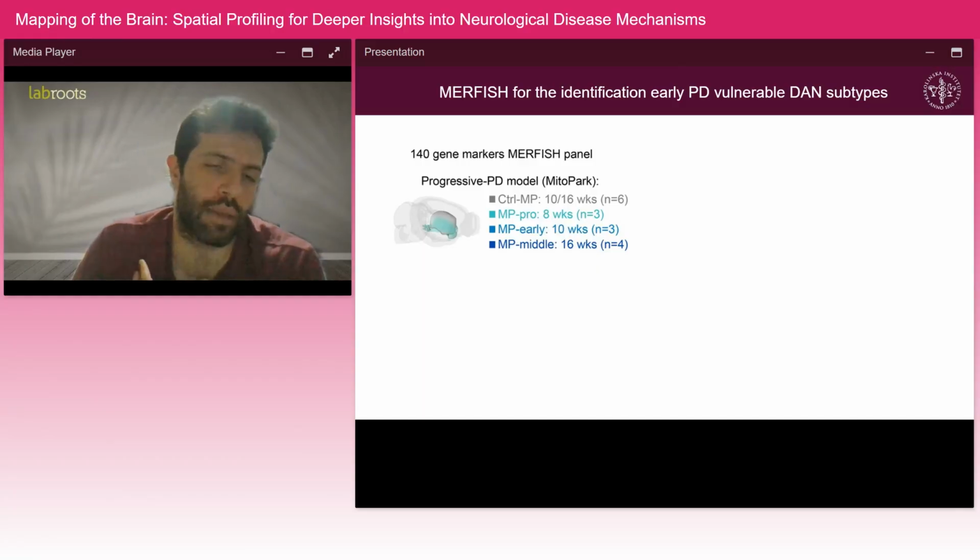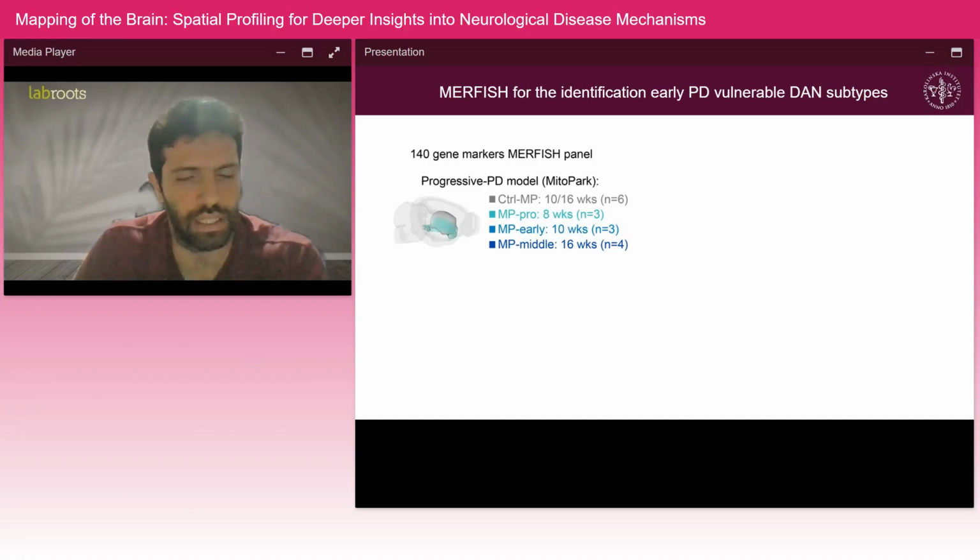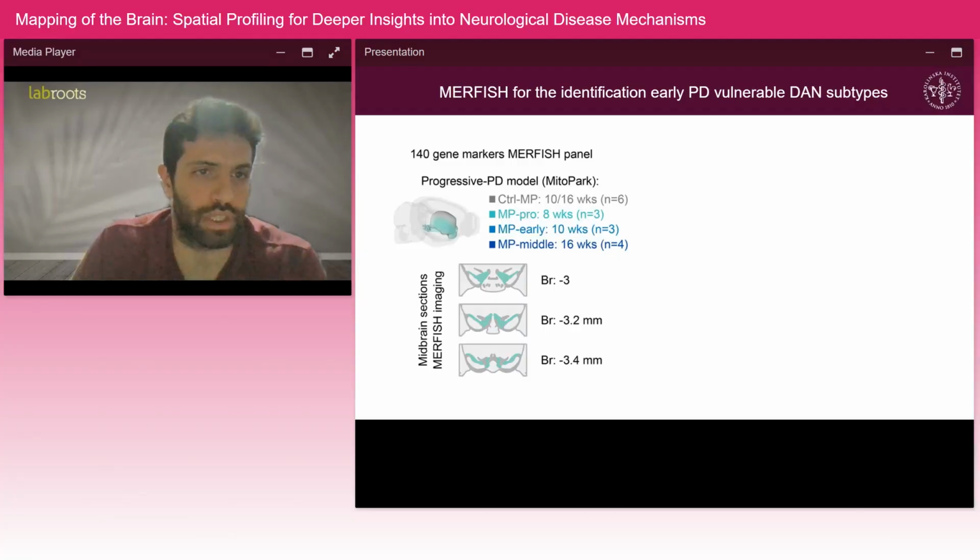And since there are plenty of single cell studies, as I showed before, we designed a 140 gene marker MERFISH panel. We found the genes that mostly separate all these clusters that we want to see, and then we applied it to this tissue.